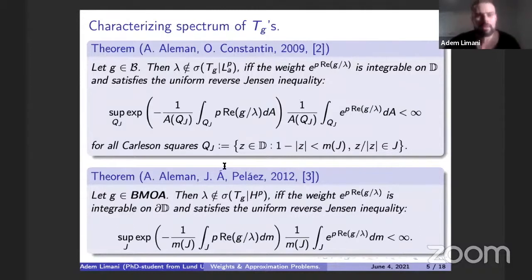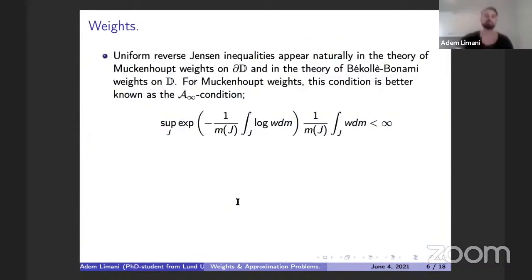And then we have this uniform reverse Jensen inequality. A similar thing was done later by our previous speaker, Jose Pelayo and Olleman, for Hardy spaces as well. Let me mention a little bit about these conditions here. For people working in weight theory, these uniform reverse Jensen conditions on weights are better known, at least in the Muckenhoupt weight setting, as the A infinity condition.